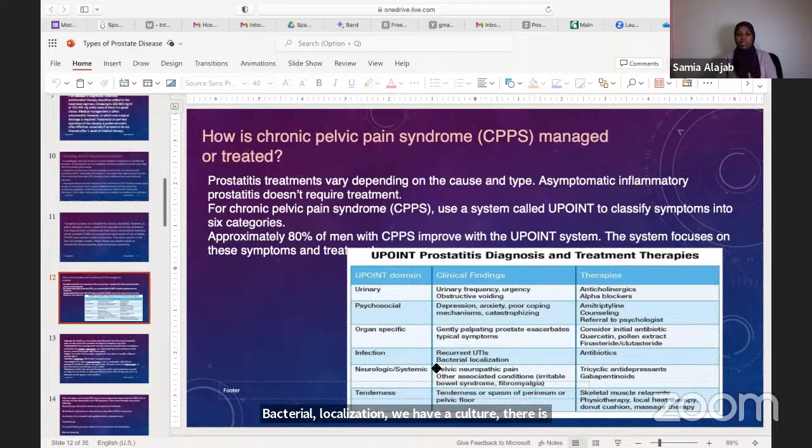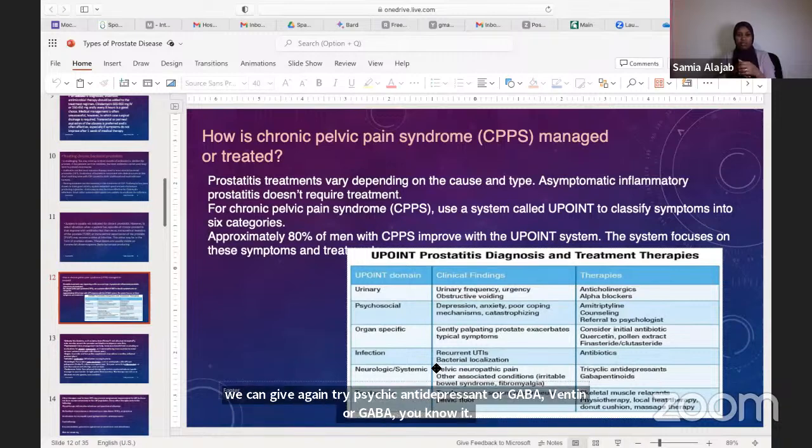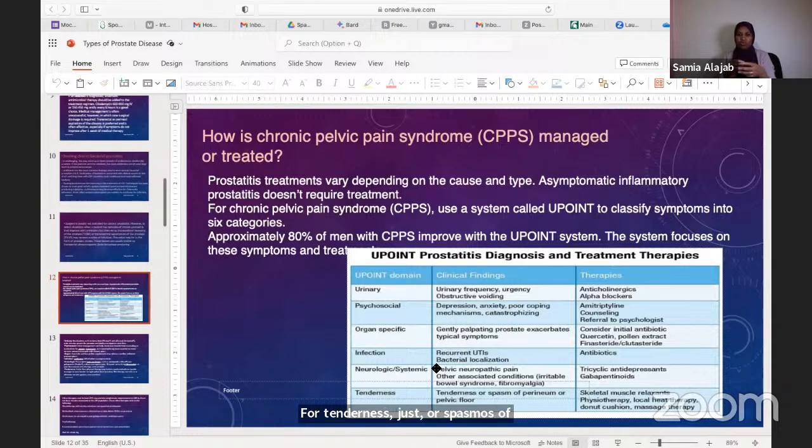If the patient is mainly presenting with neurologic or systemic symptoms, so pelvic neuropathic pain, or there is another associated condition like irritable bowel syndrome, or the patient has fibromyalgia, we can give, again, a tricyclic antidepressant or gabapentin or a gabapentinoid. And for tenderness, or muscle spasm of the perineal pelvic floor, we can give a muscle relaxant. We can also send the patient for physiotherapy, local heat therapy, cushions. They can use a donut cushion for sitting, and massage therapy. So it depends on the cause.